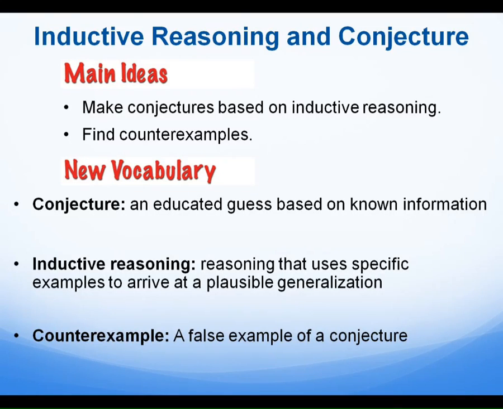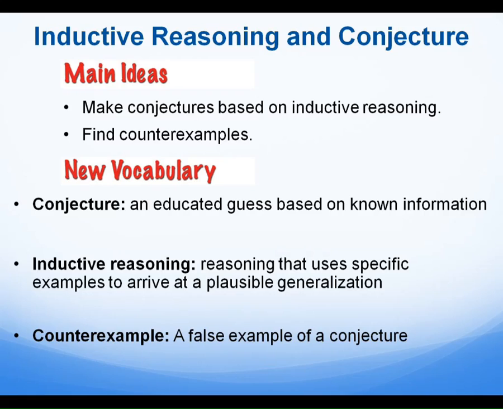So 2-1 is called inductive reasoning and conjecture. What we do is we make something called a conjecture based on this type of reasoning called inductive reasoning. What a conjecture is, and we also find things on counterexamples. These are the only 3 vocab in here. These would, for example, be vocab that's on the word bank of the next test.